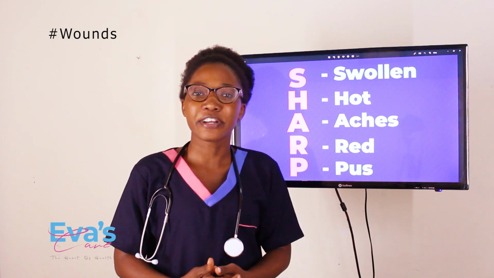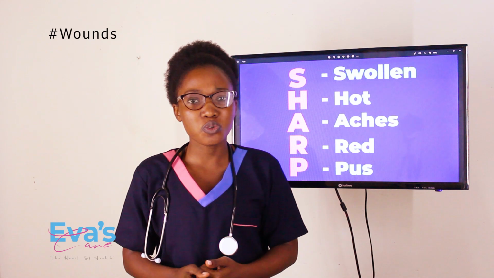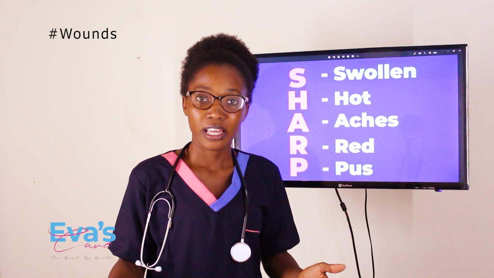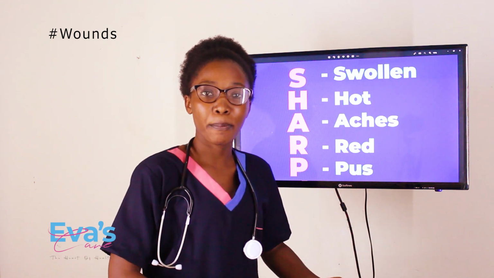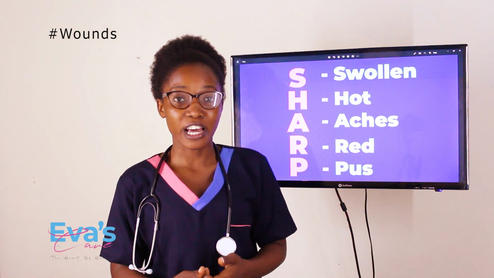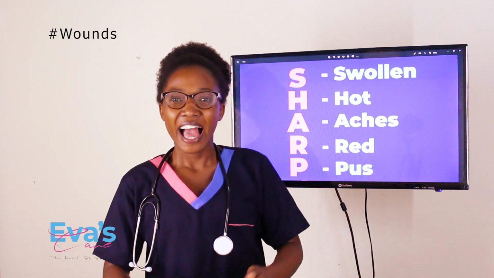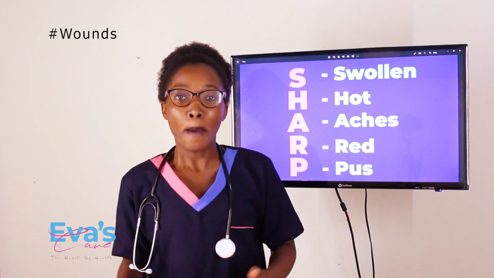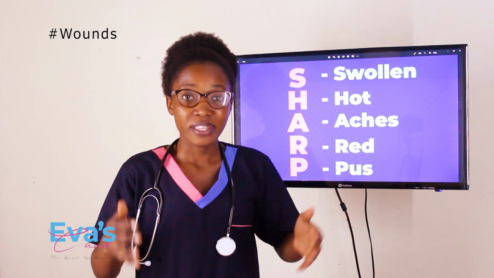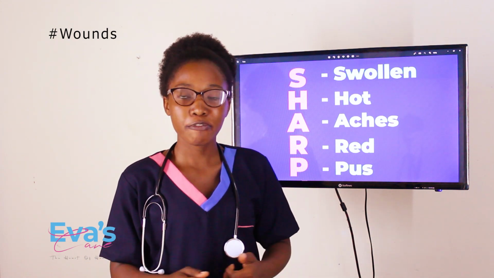Wounds heal differently in different individuals. But what causes wounds to heal differently? First of all, we have a factor that is age. Wounds heal faster in younger people compared to the elderly. And still, wounds heal faster in people that are not immune compromised. People that are immune compromised have poor wound healing. People that have diabetes mellitus have poor wound healing. People that use steroids and anticoagulants also have poor wound healing.